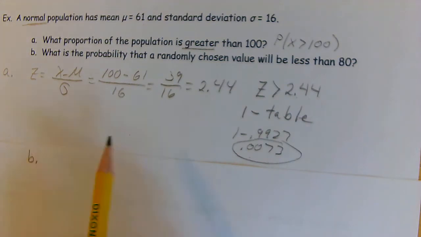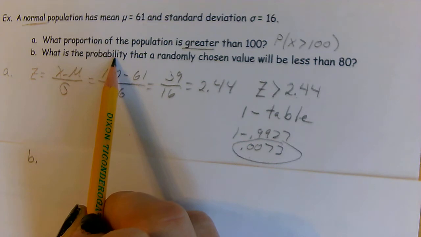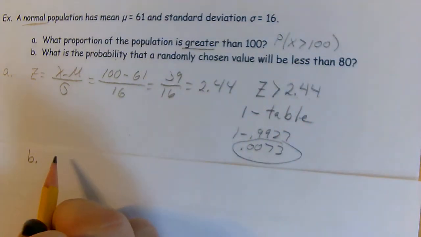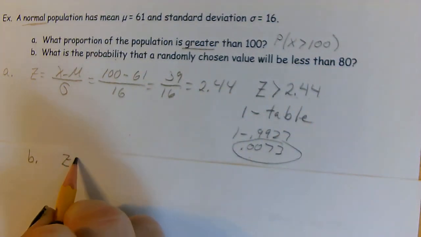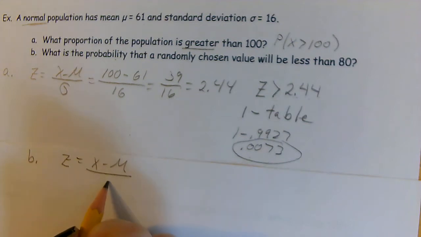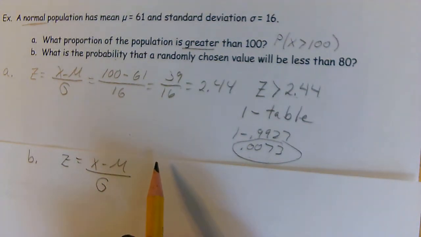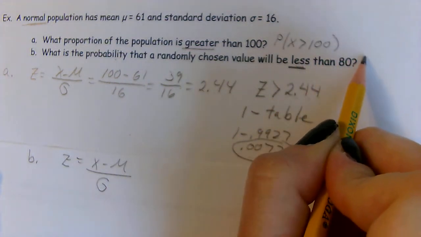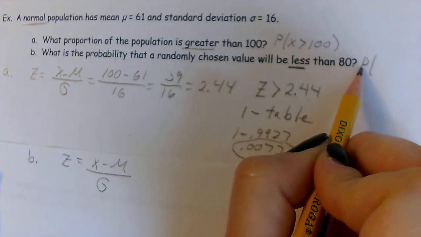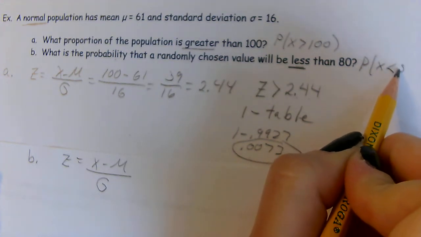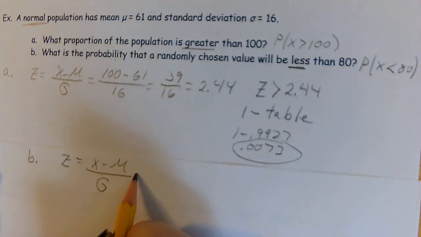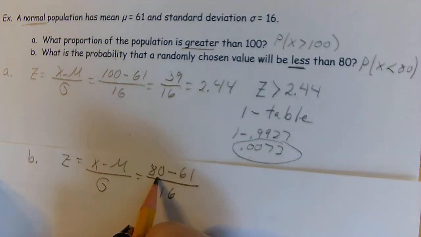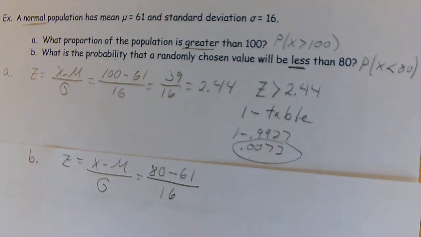So part B, what is the probability, which still refers to area under the curve, that a randomly chosen value will be less than 80? So I'm going to get my z-score and I'm going to read to the left of, because it's less than. So we want the area under the curve, or the probability or proportion of the x's being lower than 80. Eighty is still above my mean, so I'll still have a positive z-score.